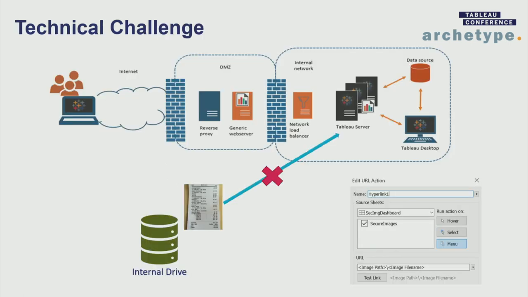And here's a picture that represents the entire architecture of the current state back then. So the big X mark you see is the Tableau server access denied to the internal drive. So we had Tableau dashboards, and we have the URL action feature, which could have been utilized here very quickly and straightforward to access these images, if not for the security issue. But this is where we are.